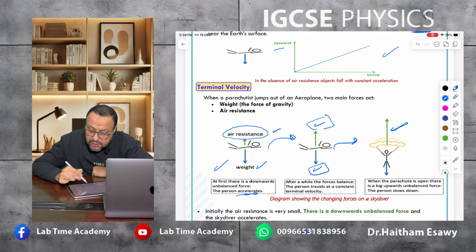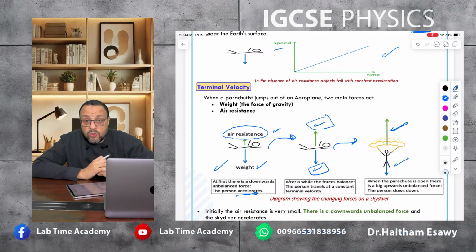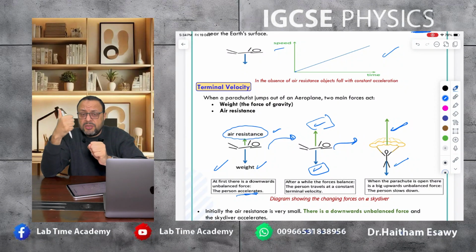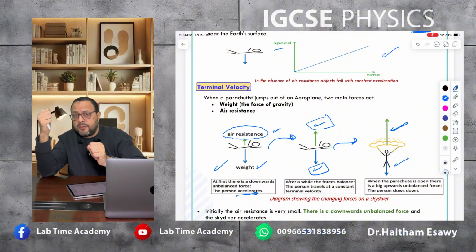The upward force will be greater than the downward force. So the skydiver slows down. And after that, what will happen? The two forces will be equal to each other one more time, and this will be the second terminal velocity. So we have two terminal velocities when the parachutist jumps from his airplane.